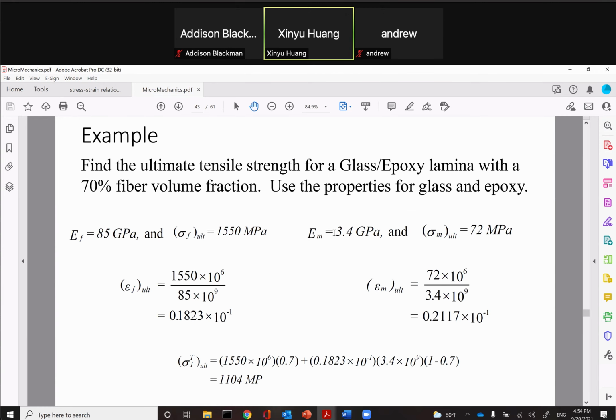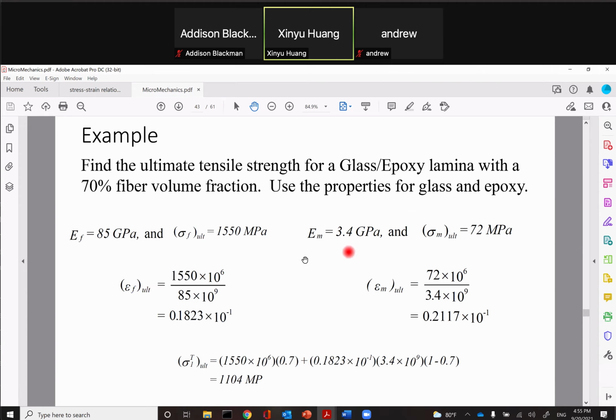All right, so this is an example: glass in epoxy, 70% volume fraction. Now these properties actually came from that table that we looked at in the beginning of the lecture. By the way, you have this slide on Blackboard. I just uploaded it maybe 30 minutes ago. So you pick out the relevant properties from the table: for fibers, modulus, strength, and matrix. And then you calculate the failure strain of fibers.